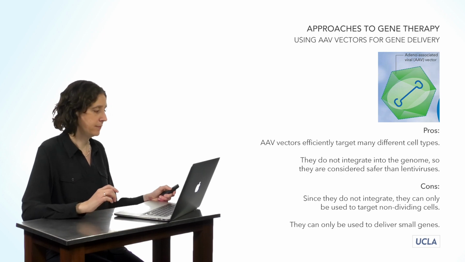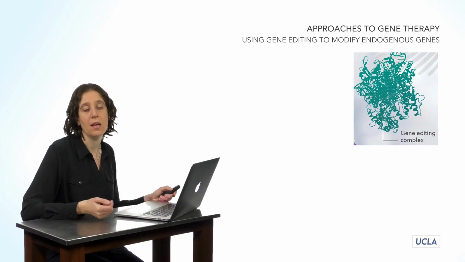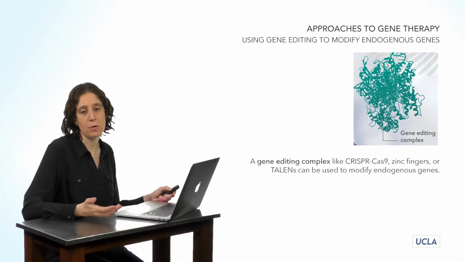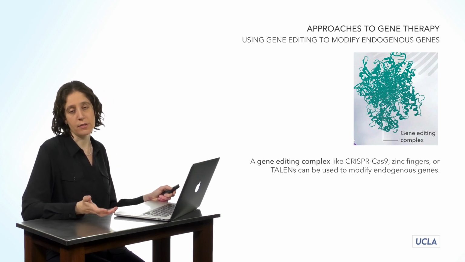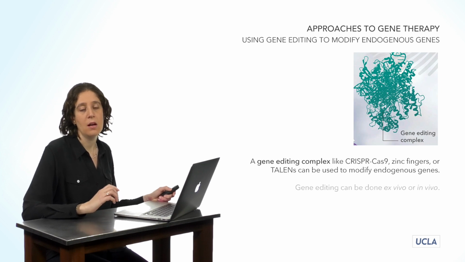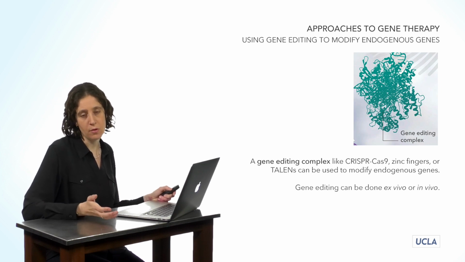Okay, finally, the other way to do gene therapy is to use gene editing to modify endogenous genes. In this case, you can use the CRISPR-Cas9 system, or zinc fingers or TALENs, to directly edit the endogenous gene and correct the disease-causing mutation. This can be done either ex vivo or in vivo.